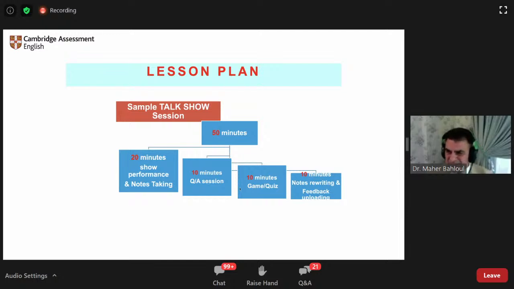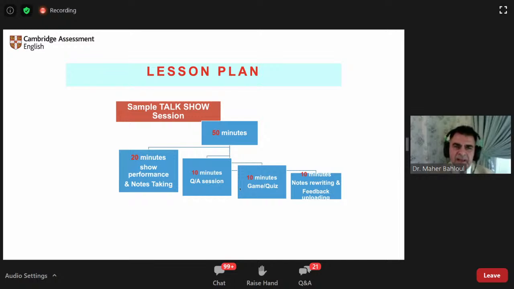Now the last one, as I mentioned earlier, I'll show you some samples, but as I mentioned earlier, when students present, the other students are not simply passively listening. So active listening requires that they interact with the speaker.